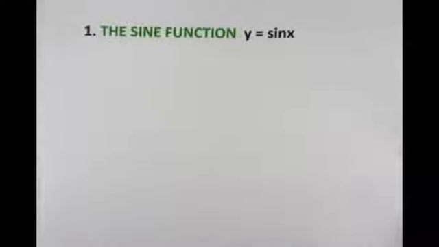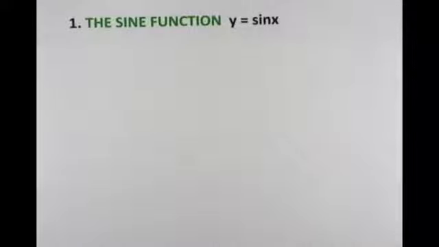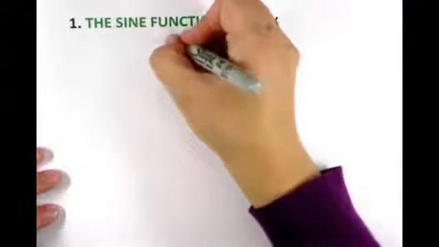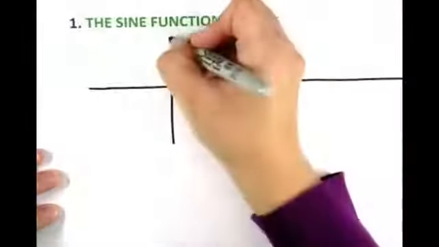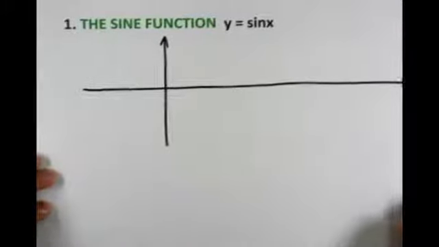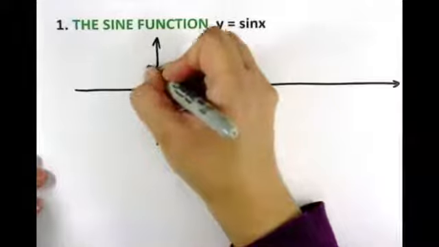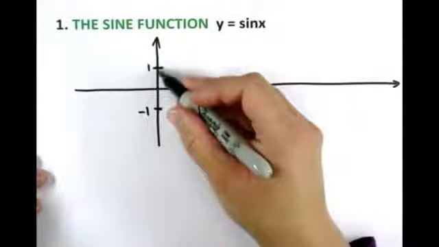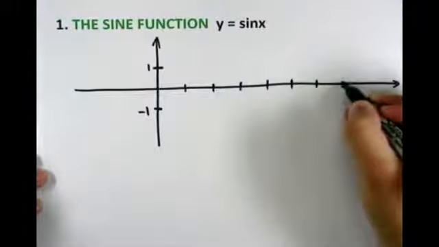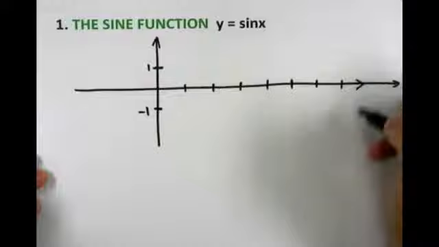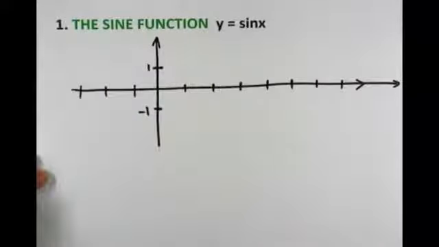And now we have the sine function, the graph of the sine function. We need to be able to draw a nice graph of this function. So we draw the coordinate system. Here is my value 1, here is my value minus 1. On the other side, I measure minus 1, minus 2, and minus 3, and so on.